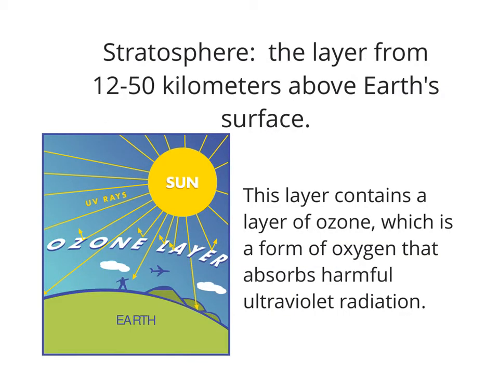The layer of the atmosphere that is above the troposphere is called the stratosphere. It goes from 12 kilometers up to about 50 kilometers above Earth's surface. One really important thing about the stratosphere is that it contains a little layer of ozone. Ozone is a special form of oxygen, and it absorbs ultraviolet radiation from the sun. This is really important because ultraviolet radiation is dangerous. It can cause sunburns, wrinkles, and skin cancer.